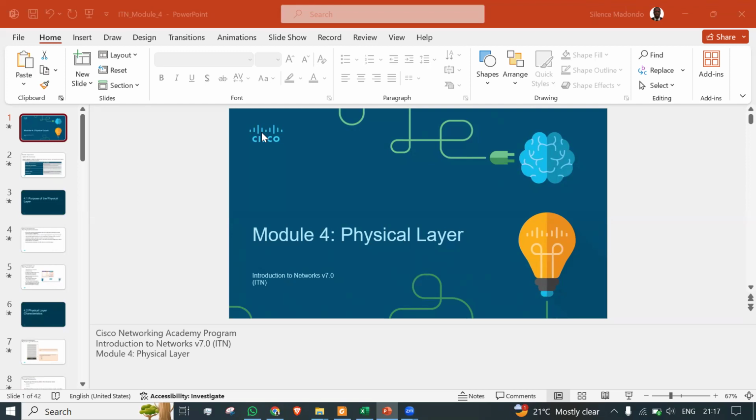So this chapter specifically focuses on the physical layer, which is the first layer of the OSI model, or the last, depending on what you're talking about.